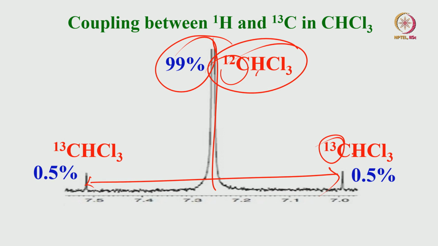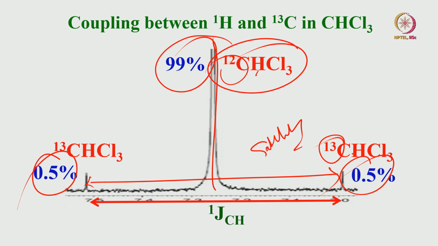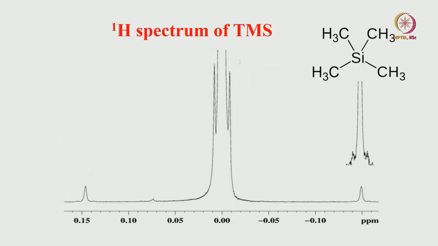Already 1% abundant, it further splits into 2. So, it will become 0.5% intensity, 0.5% here compared to the main peak, very small peaks. Sometimes you will not see it unless you enhance the signal vertically very high, then only you will see. That is why these are called satellite peaks, satellites. Okay? And this separation gives me the 1 bond carbon proton coupling. You understood? A less abundant spin can also couple to an abundant spin, and you get the coupling from the satellite pattern.